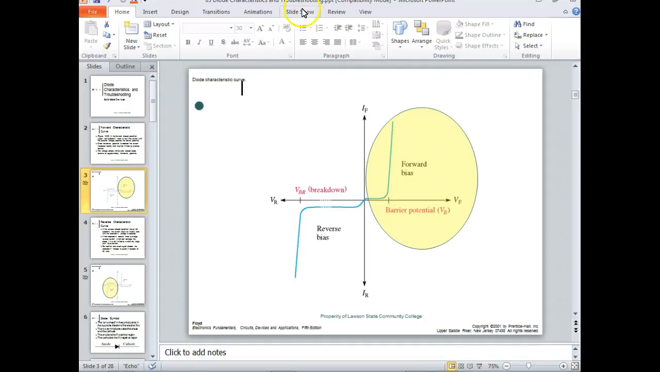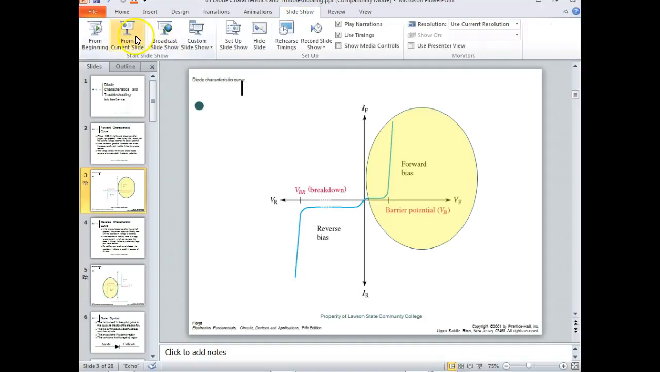This is what we refer to as a characteristic curve for a standard diode.